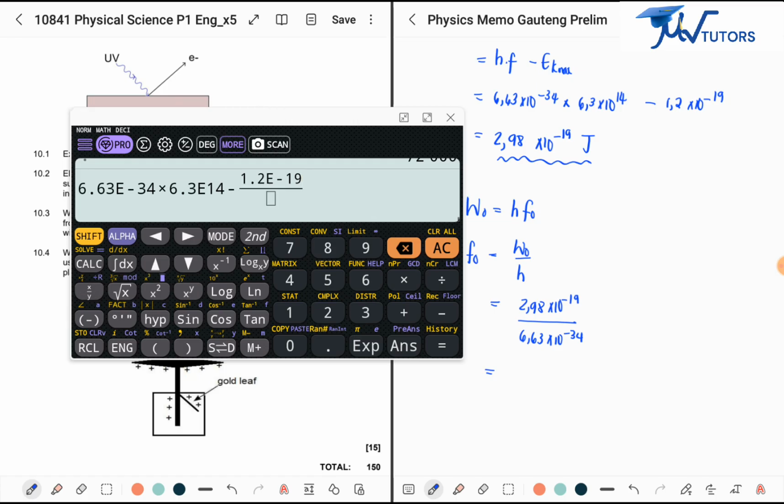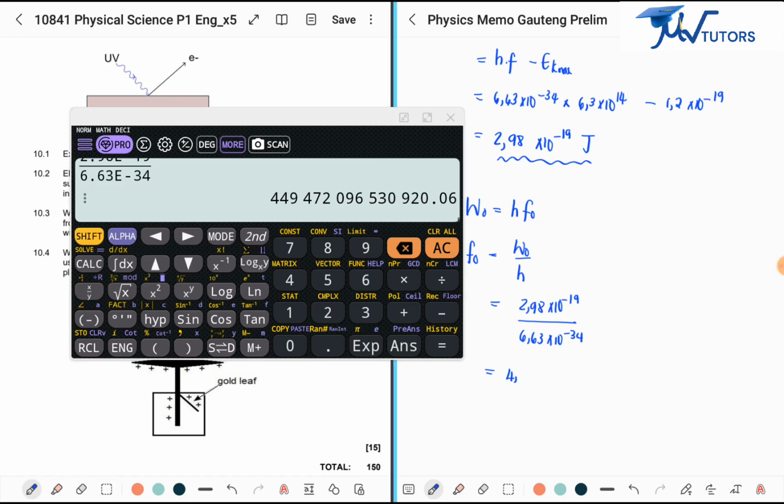So we have 2,98 times 10 to the negative 19 all over 6,63 times 10 to the negative 34. Why does this calculator do this? Okay, so we have 4,49 times 10 to the power 14.